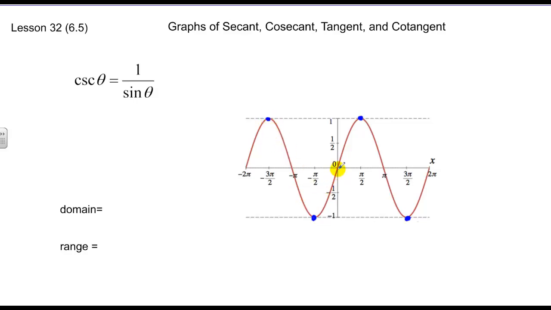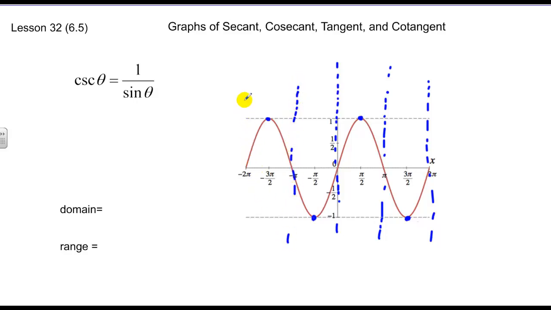Now, at these points, we have 1 over 0, which is undefined. So what I actually have is asymptotes here. Everywhere I have a 0, I have an asymptote. Next, since I can't really connect the dots, I'm going to need some more points. So here I have a reciprocal of a half, which is 2, somewhere up here. Likewise, on the other side, I get the same thing.